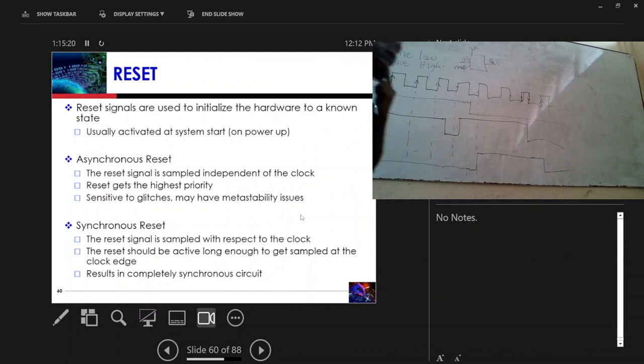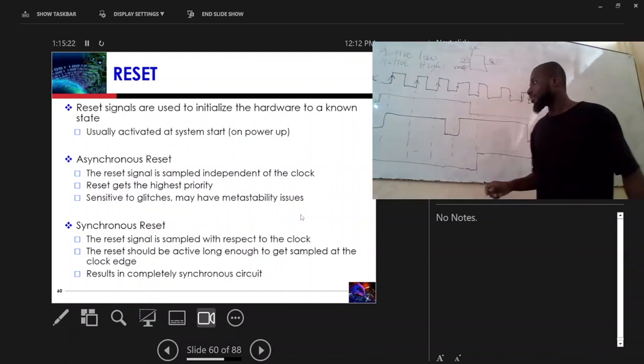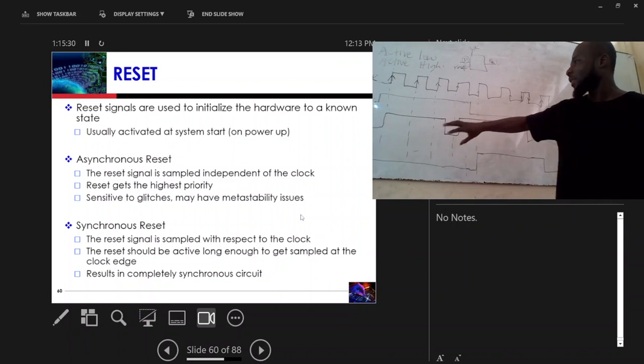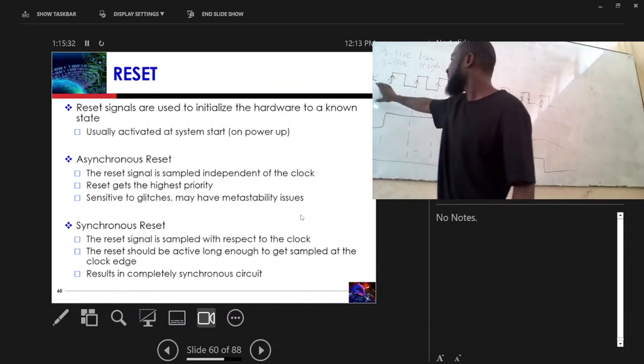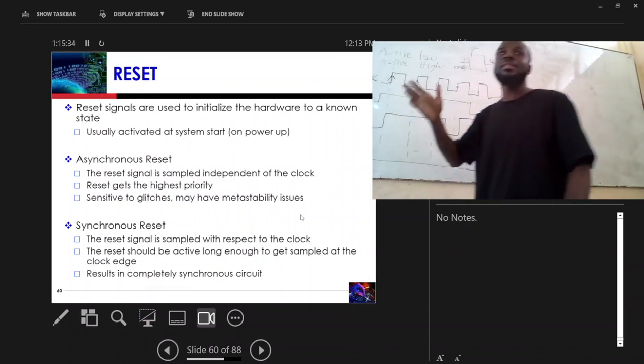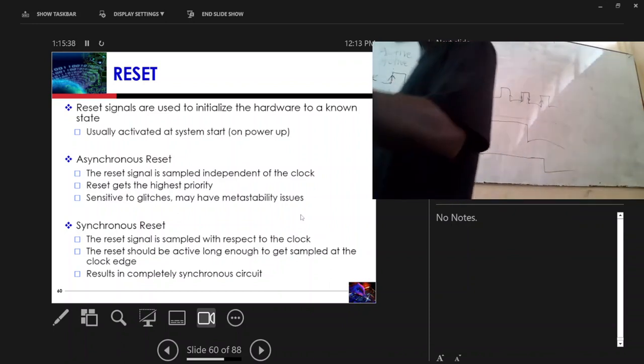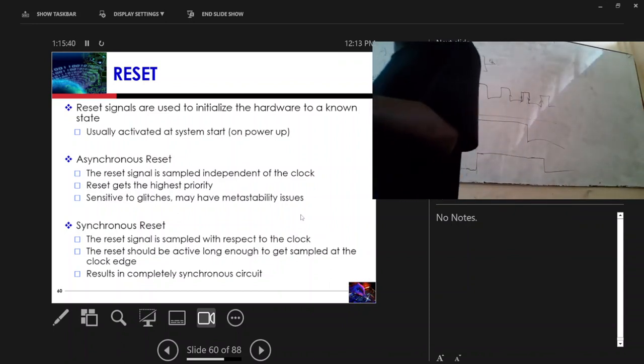So now, if you draw something like this, in case my reset takes effect at the positive edge, right? Then it is synchronous. Understood?